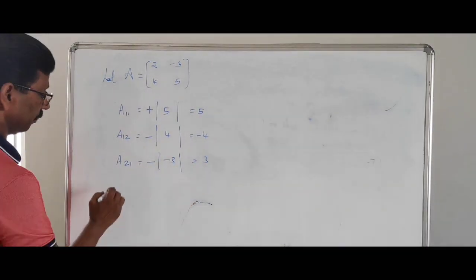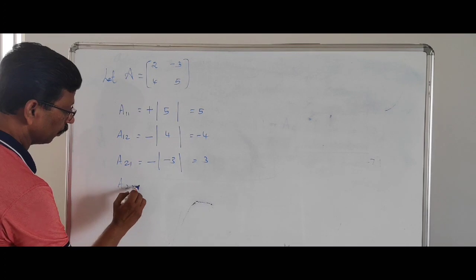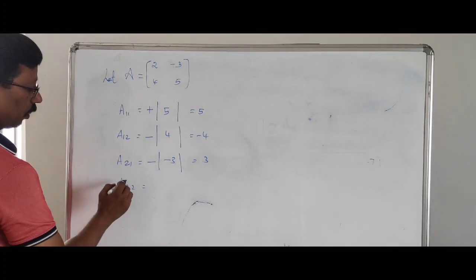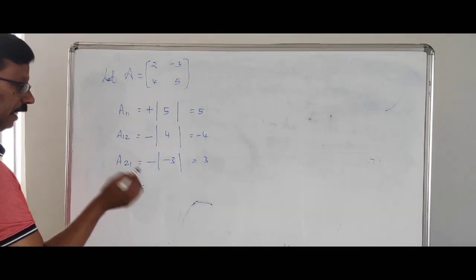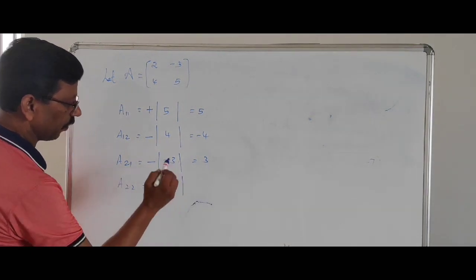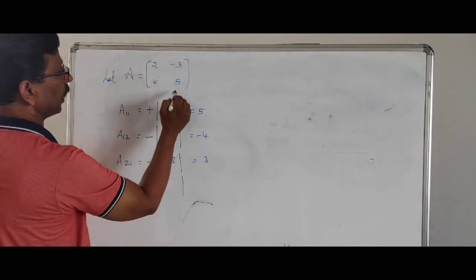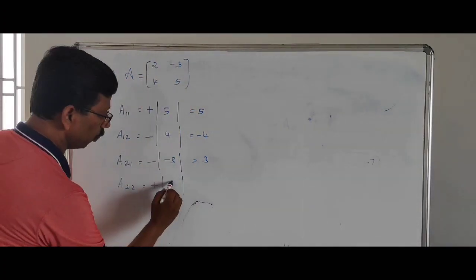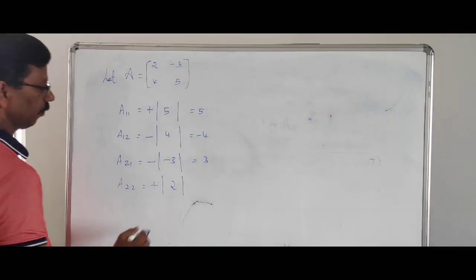Now A22, that is 2 plus 2 equal to 4, is an even number, hence we can assign a plus sign. Then we can find the minor by leaving the second row, second column. Then we can take 2, which is the cofactor of the element 5, which is equal to 2.